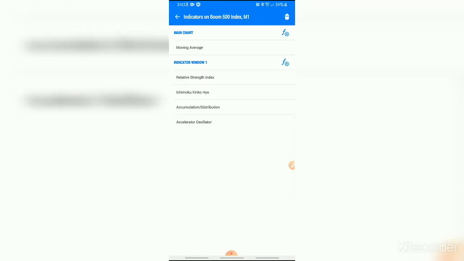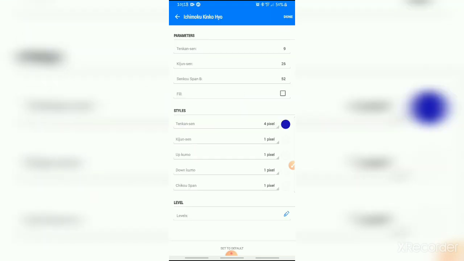You click on Ichimoku. So Ichimoku, you put the first one here, the Tenkan, to be 9, the next one should be 26, the one following should be 52. Then you put the settings also. So you make sure you are using color white, as in the background of your chart file should be color white, so that these colors won't confuse you.